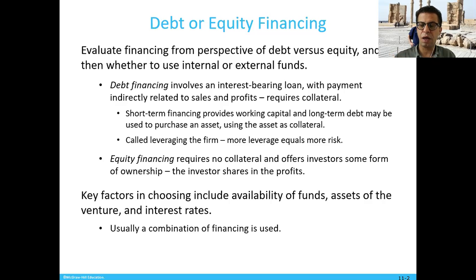It requires collateral. In the early classes we spoke a lot about collateral. Banks will look at your collateral, things that you have, in case you don't make a payment, they can take over and sell it and get their money. There is short-term financing that provides working capital, and there is long-term debt that may be used to purchase an asset, using the asset as collateral.